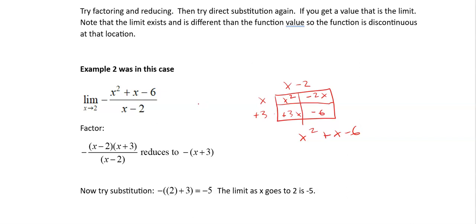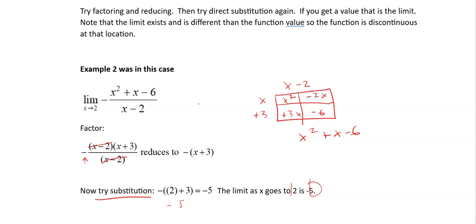Now that you have 2 factors on the top and 1 on the bottom, you can reduce the factors. Don't lose your negative sign. This reduces to negative x plus 3. After you reduce, you go back and try substitution again. So I have the negative of 2 plus 3. 2 plus 3 is 5, so I get negative 5. The limit as x goes to 2 is negative 5. So this, circled, is your answer.